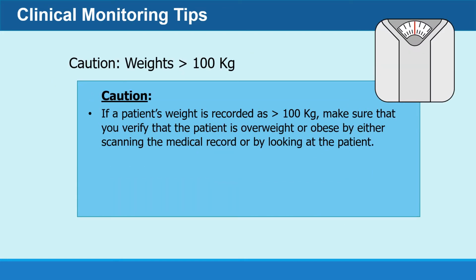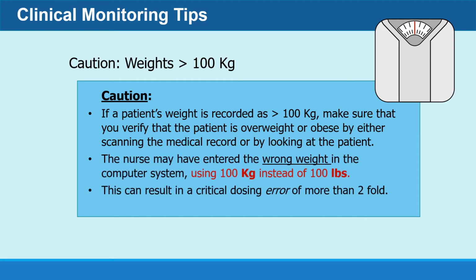One thing to be on the lookout for is a patient that has a weight that's recorded as greater than 100 kilograms. If that's the case, make sure that you verify that the patient is overweight or obese by either scanning the medical record or by looking at the patient. The nurse may have entered the wrong weight in the computer system, using 100 kilograms instead of 100 pounds. This can result in a critical dosing error of more than twofold.